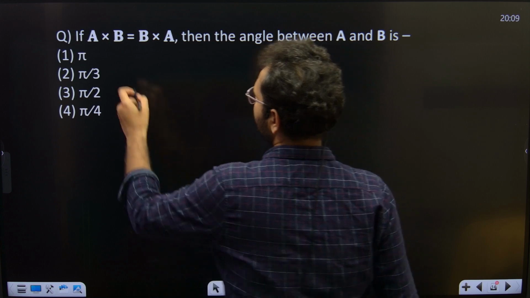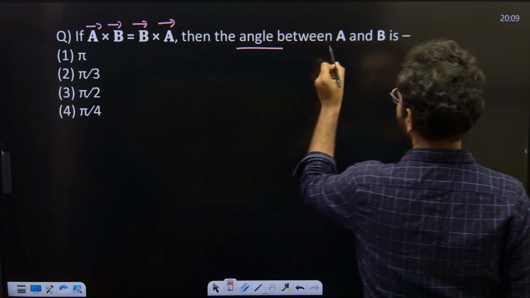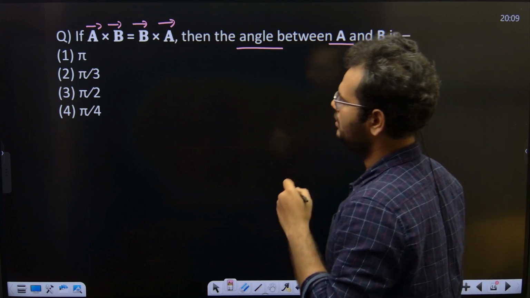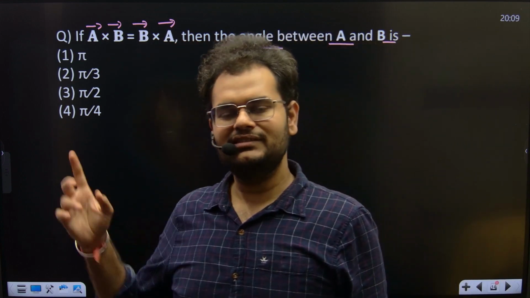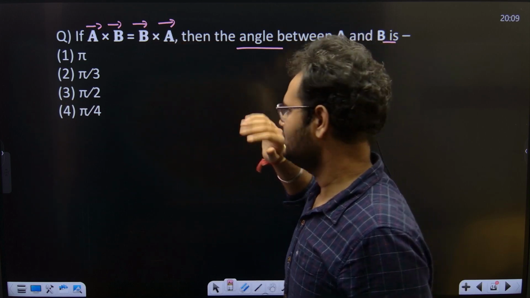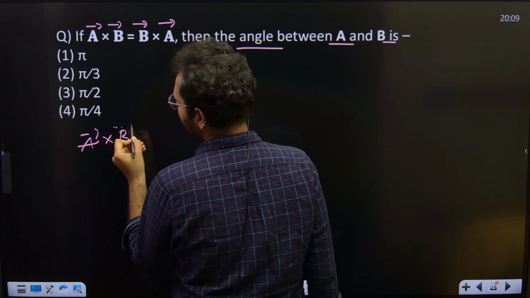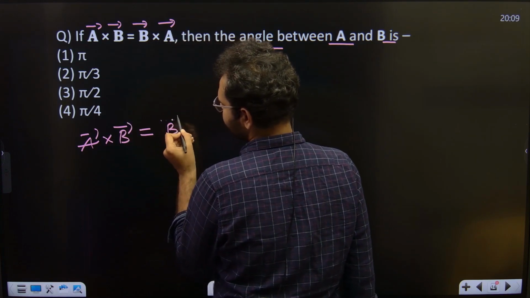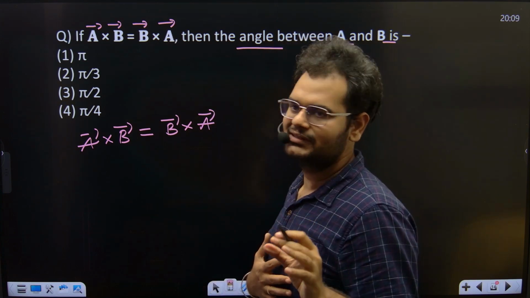Oh, a little twist is there, sir. A cross b is equal to b cross a. Then the angle between a and b is, sir, but you told a cross b is equal to minus b cross a. Is that property wrong? No, that is not wrong. But this question is correct. What I am saying is, look here. A cross b is equal to b cross a. How to go about this?